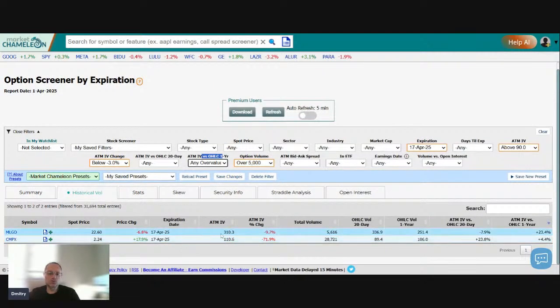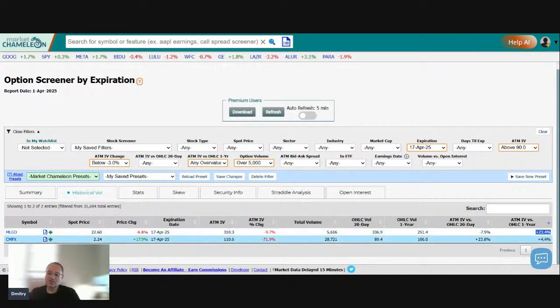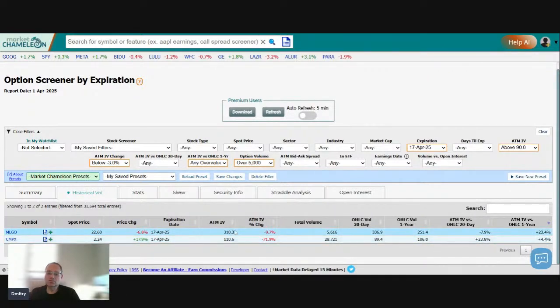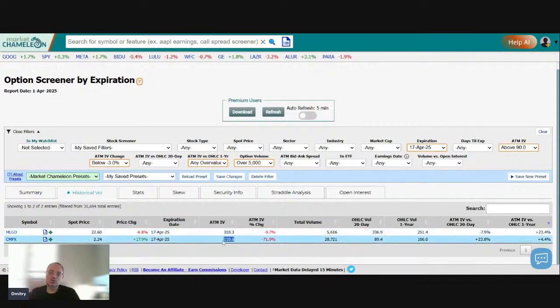Okay, so there are two candidates here where the IV is high relative to 90. It's down on a day. There's trading in this expiration, and we could see that the IV is still above its long-term historical average. You can see here 310 versus 251. Implied vol is 110 here versus historical average of 106. These are both above.